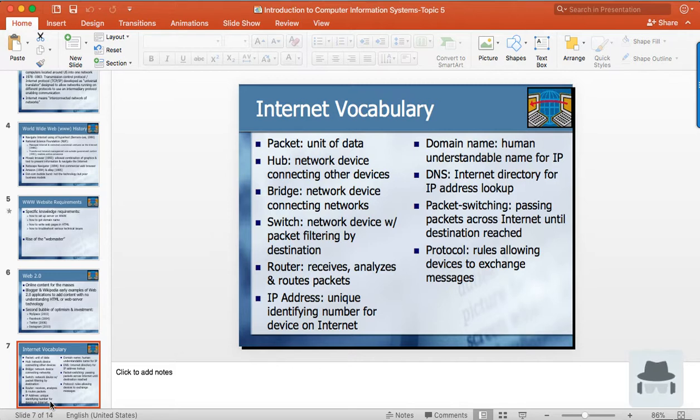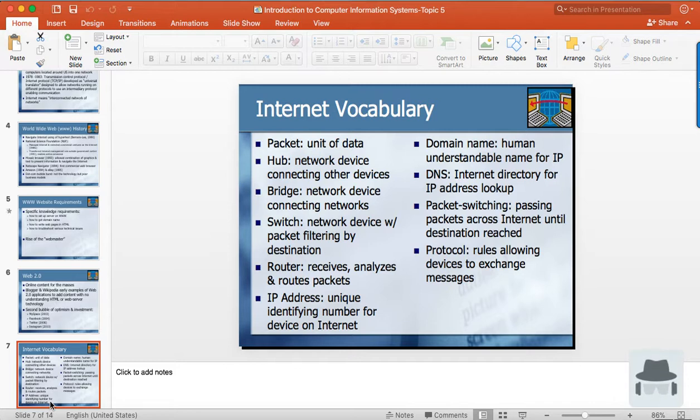DNS is a tool that enables the ability to map an IP address to an IP name, so you can find things and search things. Basically, the heart of getting from one place to the other on the internet is the ability to translate a domain name into its matching address.